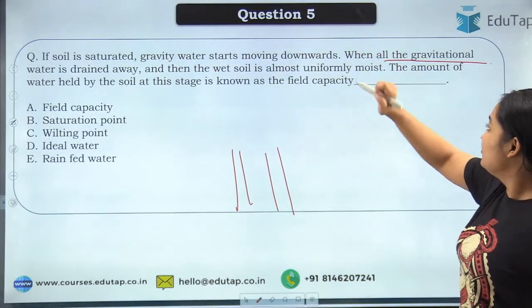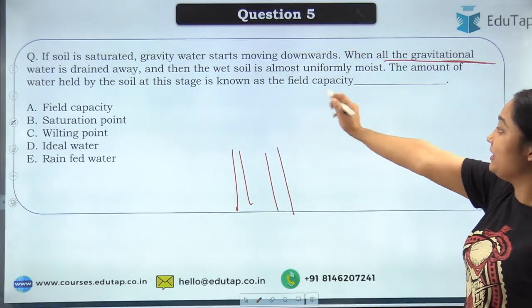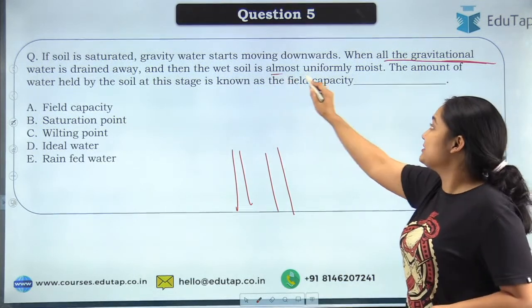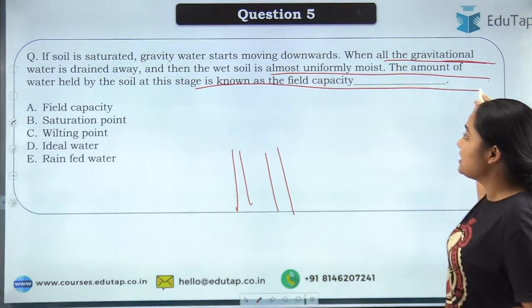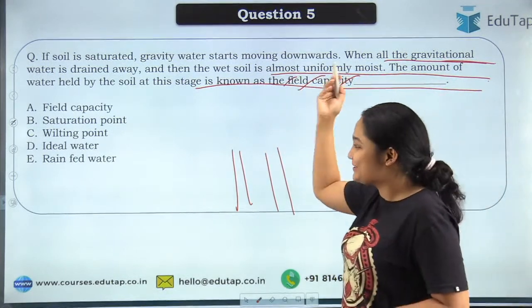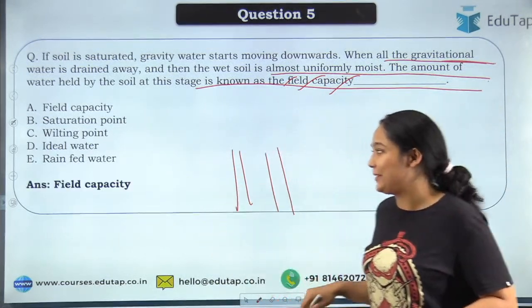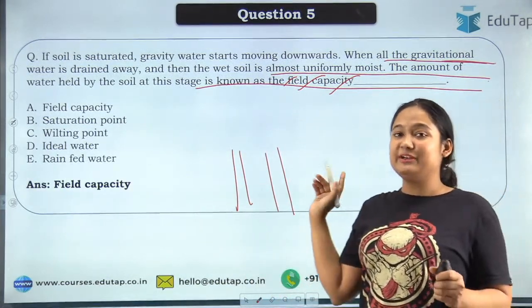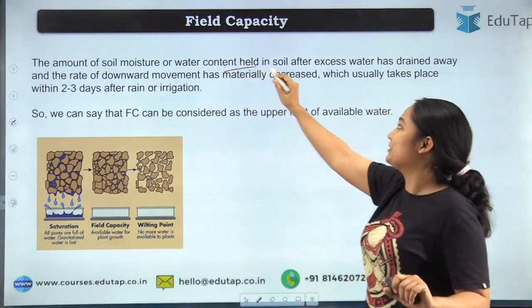So now moving to the question: when all the gravitational water has drained away and the wet soil is almost uniformly moist, the amount of water held in the soil at this stage is known as, okay, the answer is already given, I'm really sorry. The correct answer is field capacity. Okay, let's talk about the field capacity now. Very good. So field capacity is the amount of moisture, the water content held.